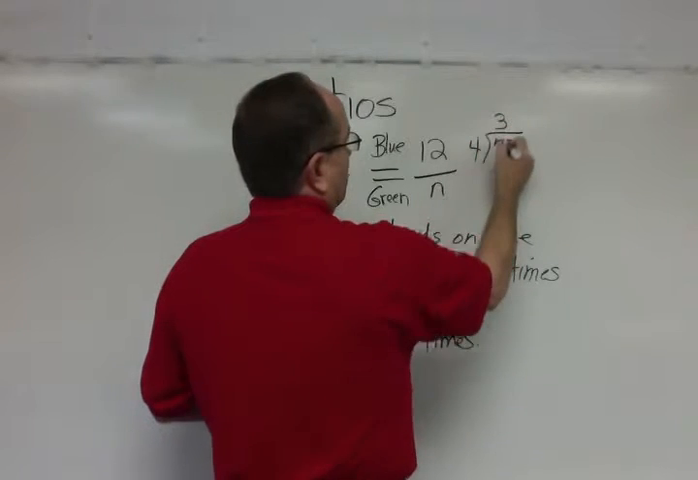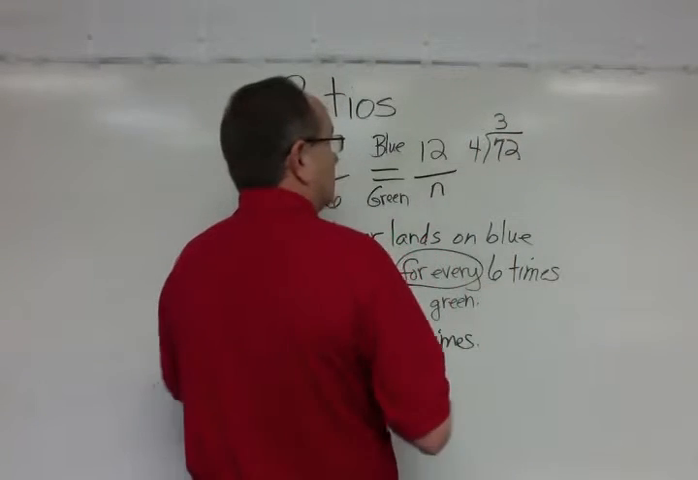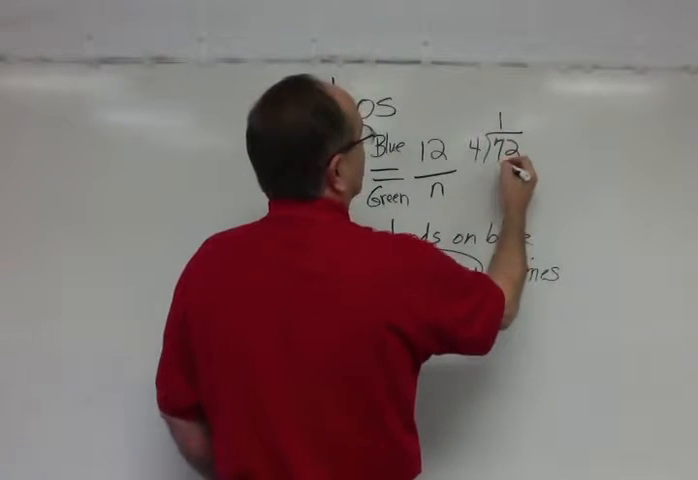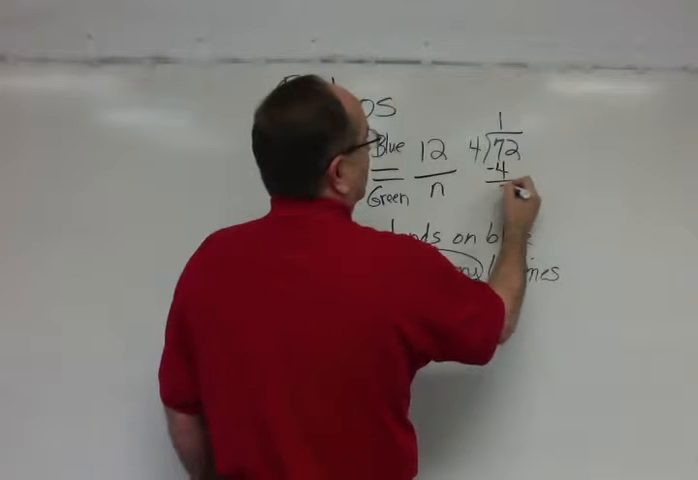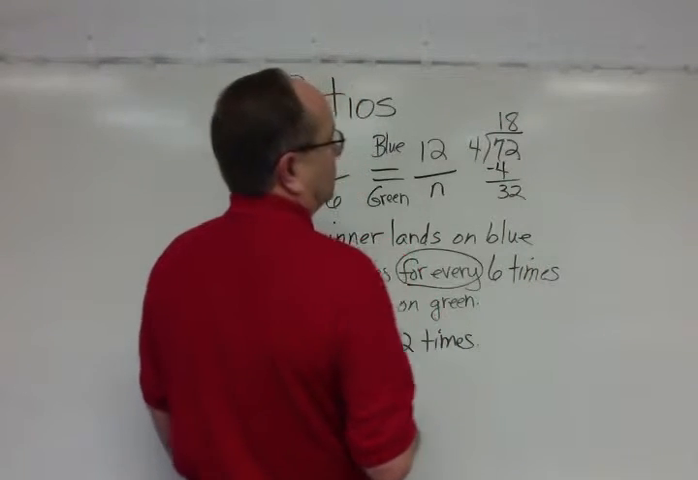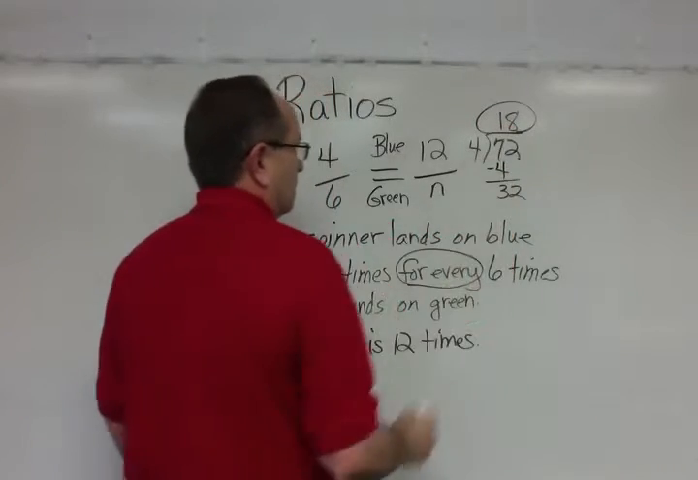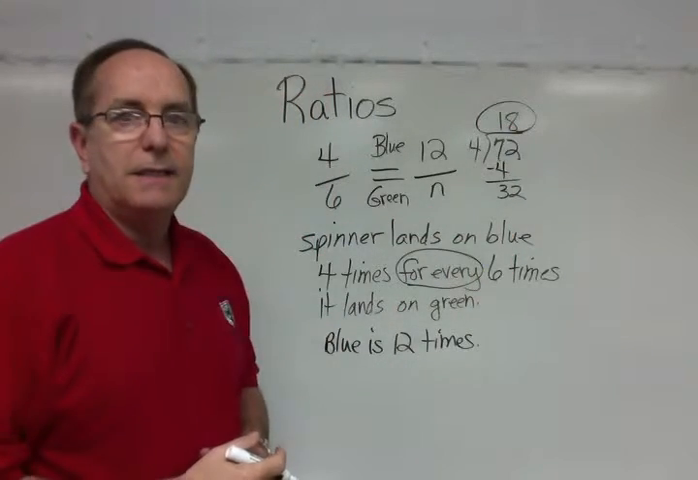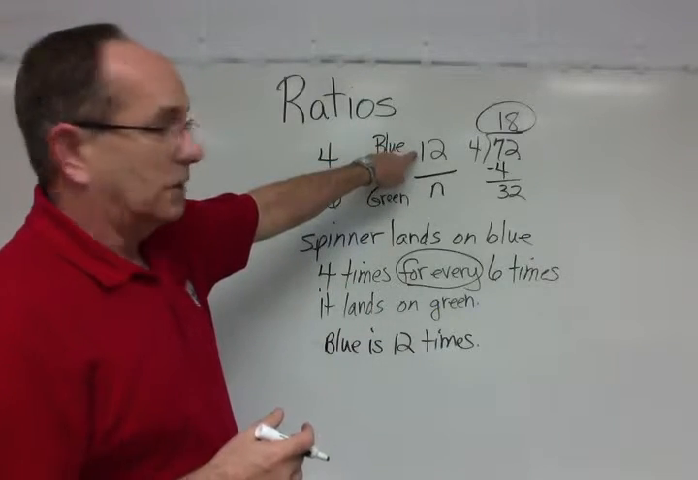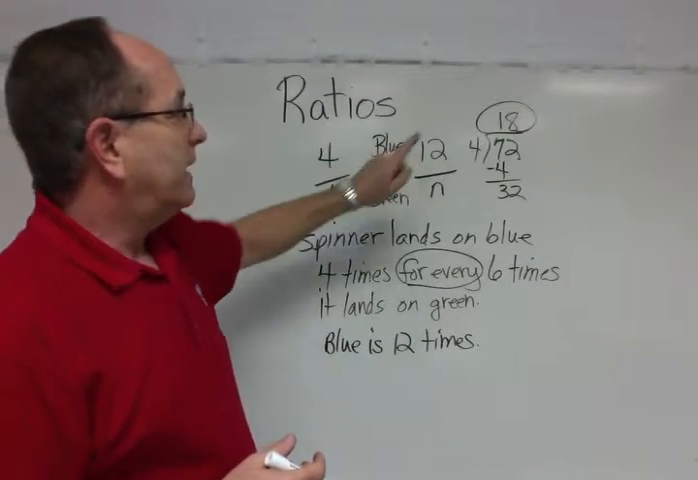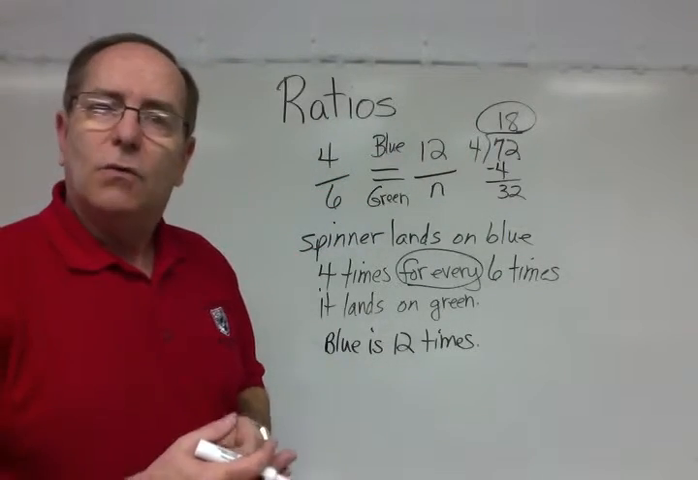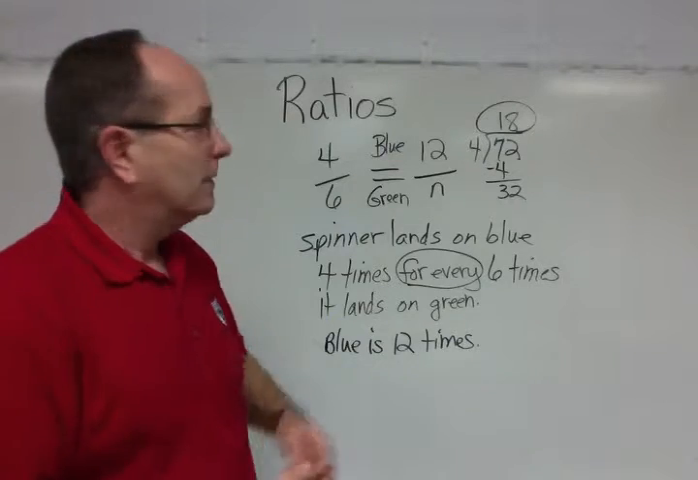We'll do the math here. Whoops. It sure isn't 3 times 4 is 7. I have 1 times 4. And if I subtract that off, 4 goes into 32 18 times. So my answer for here is 18 times would land on green. So if it landed on blue 12 times, and it's the same ratio, 18 of those times it would have landed on green. What's the total spins I did then?